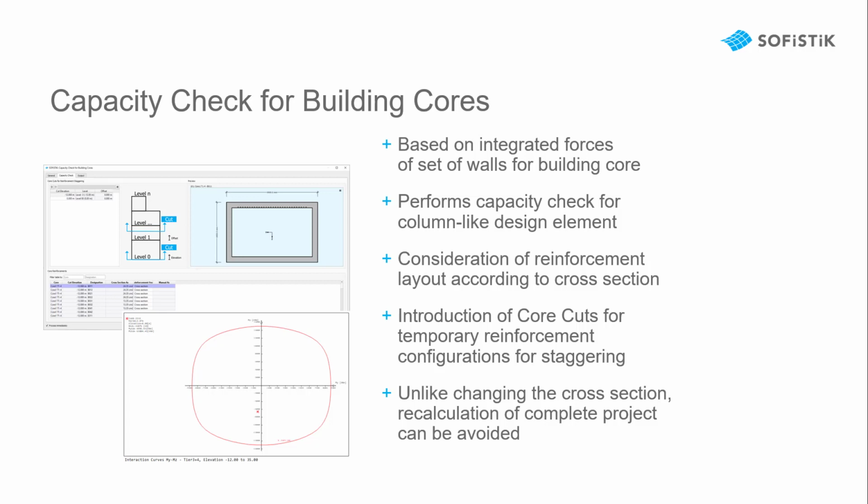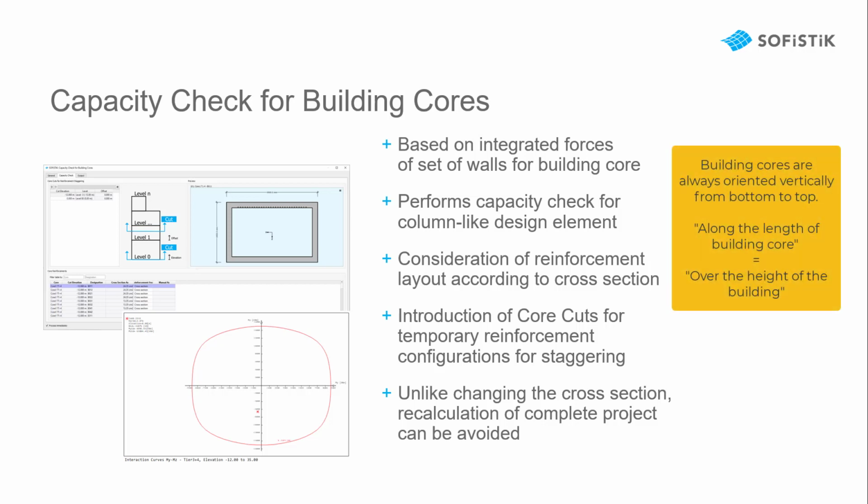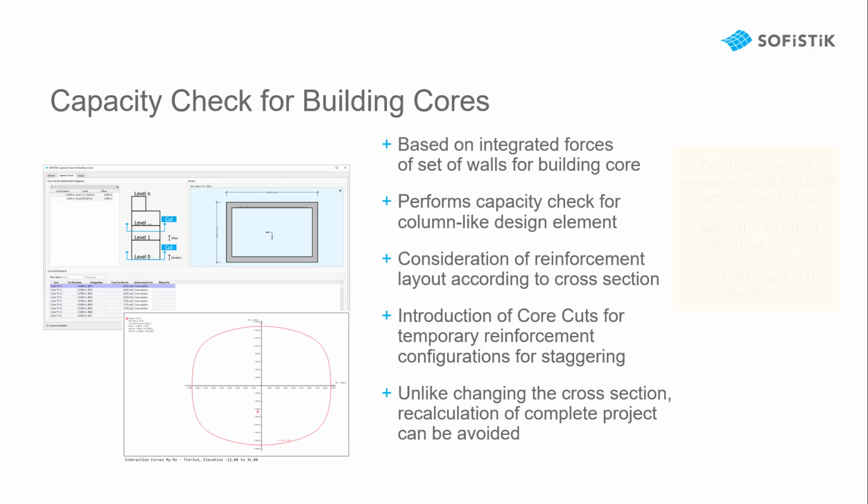However, it is possible to define so-called core cuts to introduce reinforcement staggering along the length of the building core. The specific reinforcement configuration at each cut creates a temporary cross-section for the check, without having to recalculate the whole project from the start.